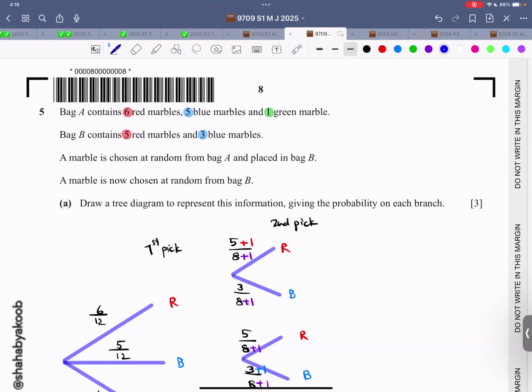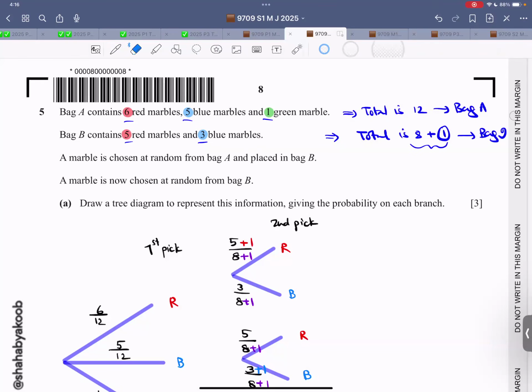So now what's the first thing? The first thing is 6 plus 5 plus 1. How much is that? The total is 12. This is bag A. And over here, the total is 5 plus 3. So total is 8. But then you are getting 1 from the transfer. That is bag B. So now the total will be 9. I just wrote 9 by mistake because I was thinking of 9. So this is technically bag B.